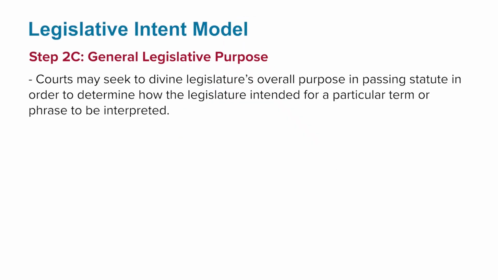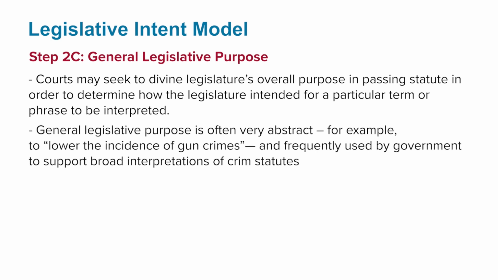Now look, in the real world, the dots of legislative purpose rarely connect so cleanly. Most often, there's no specific situation the legislature is responding to. Or even if there is, its relevance to the present case may be unclear. And so the legislature's overall goals are typically going to be abstract and general. For example, something like keeping the public safe or doing justice across certain types of situations. As a result, legislative purpose is most commonly used to support broader interpretations.